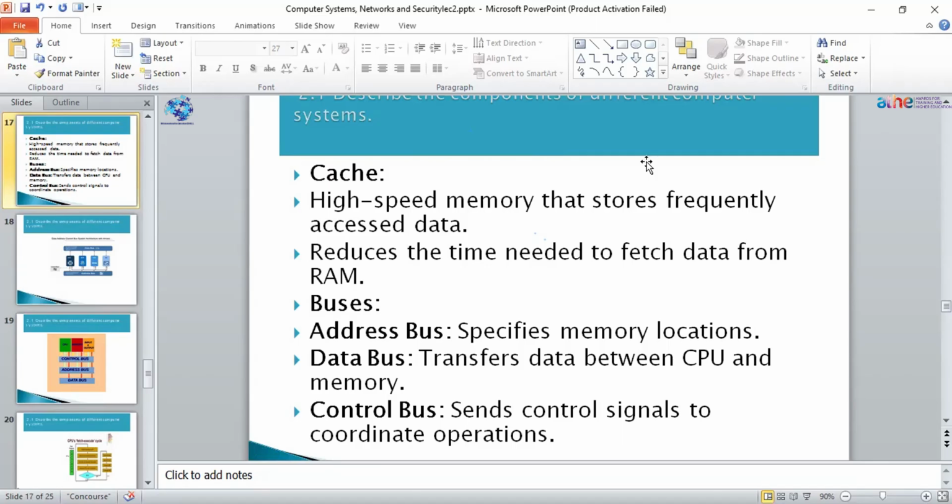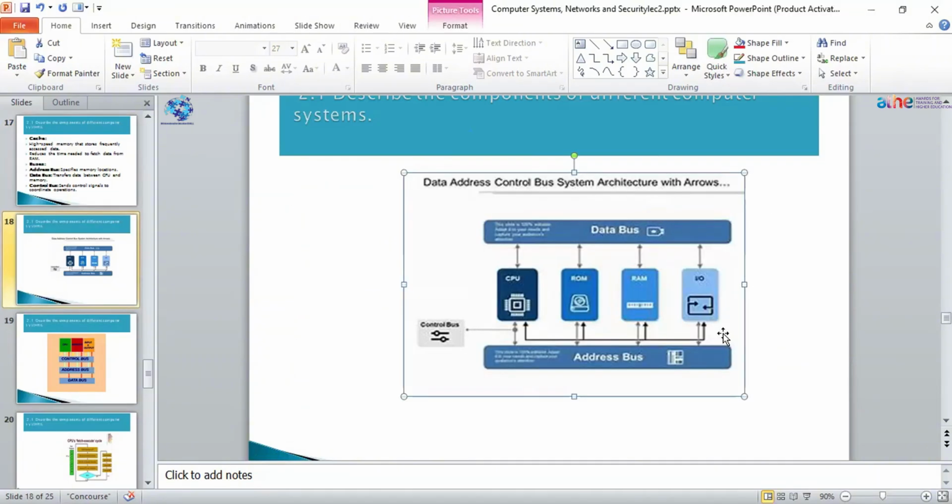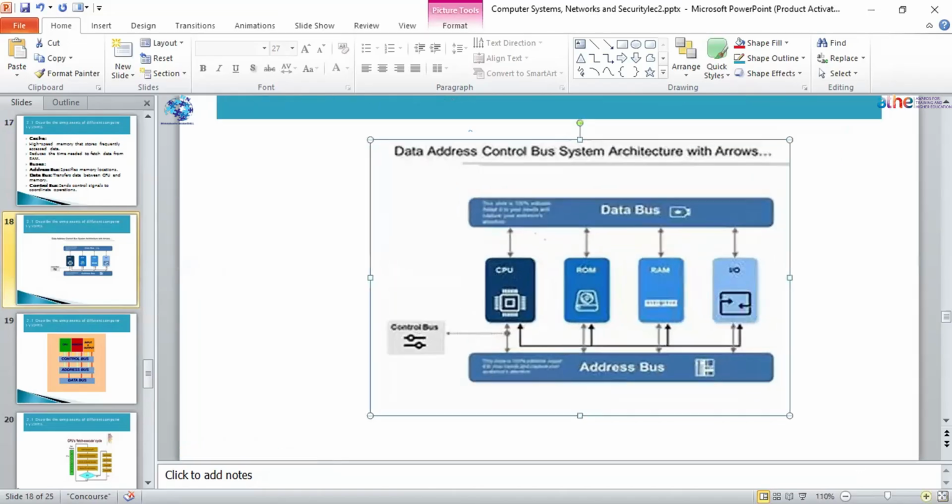We have the address bus, the data bus, and the control bus. What does the address bus do? It specifies the memory location, meaning at which location the data is going to be stored. Then we have the data bus that transfers the data between the CPU and the main memory. Then we have the control bus, which is used to send control signals to coordinate operations.